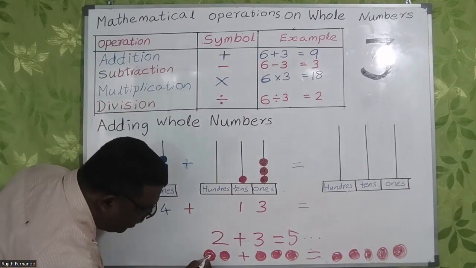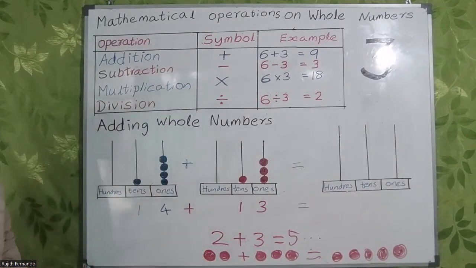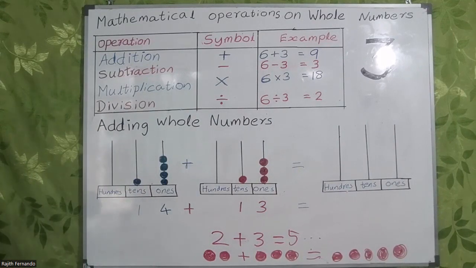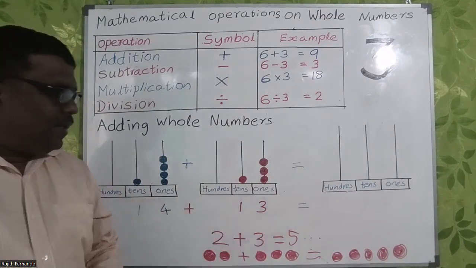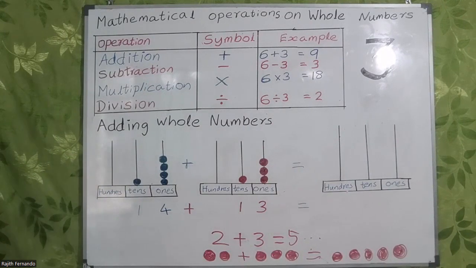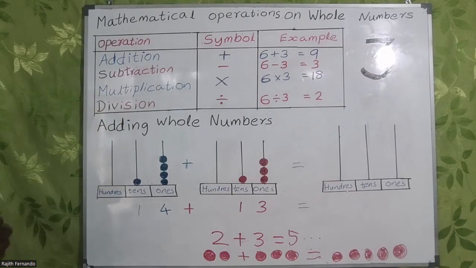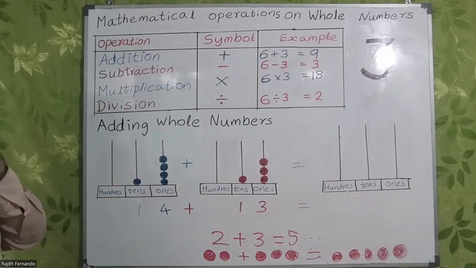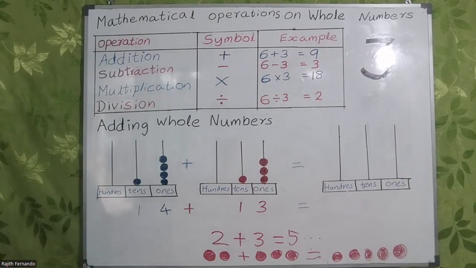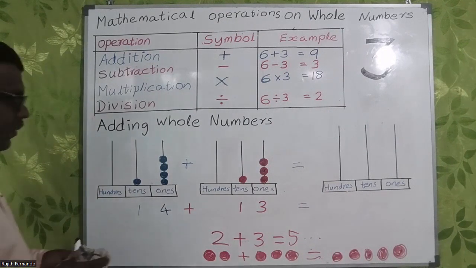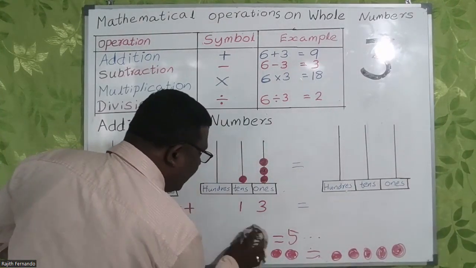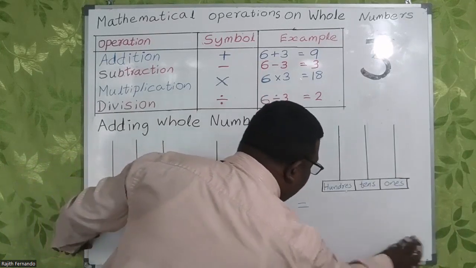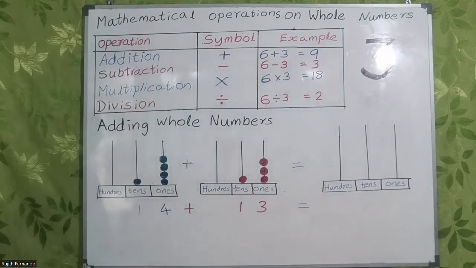If you have 2 numbers, you can connect these 2 numbers and you can get the sum of these 2 numbers. That is the idea of this. Okay. Then I will take you to the method of how to add these things. Using a counting frame, you can do it easily.